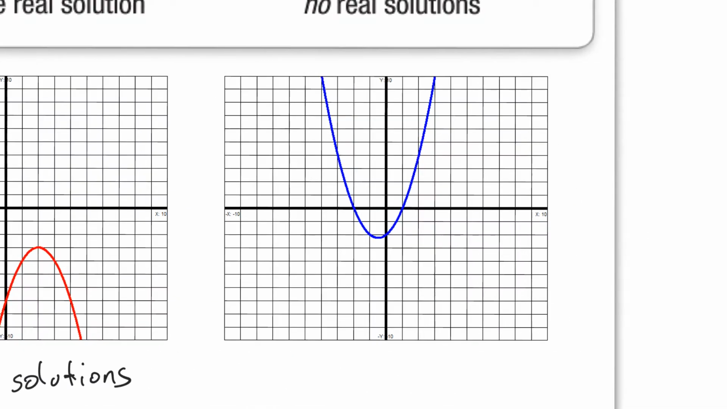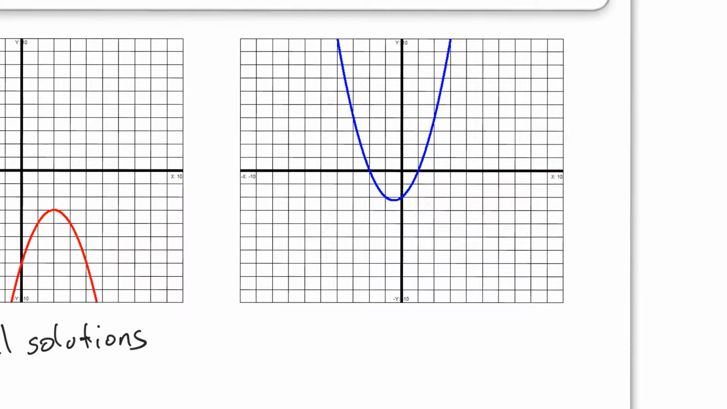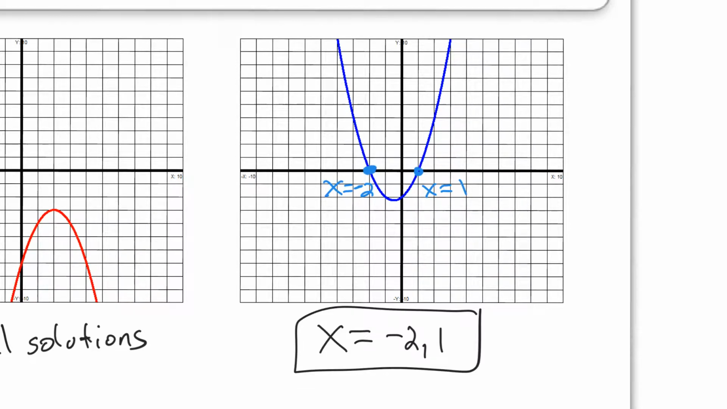And the third one, just really fast here, I do have 2 points. I have a point here and one here. So let's look for this one. On the left side, x equals -2. That's on the x-axis from the origin, -2. And on the other side, it's a +1. So x equals +1. So my 2 answers, my 2 solutions, that's what we say, 2 real solutions, are -2 and +1.